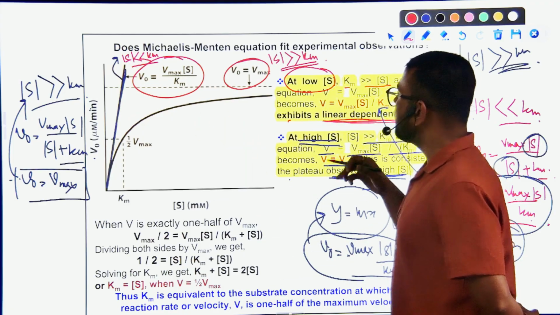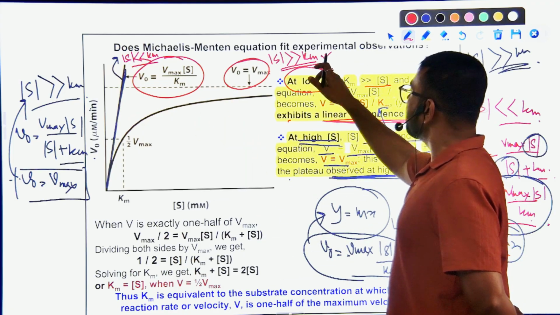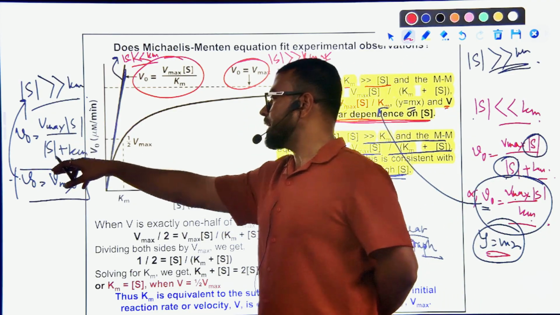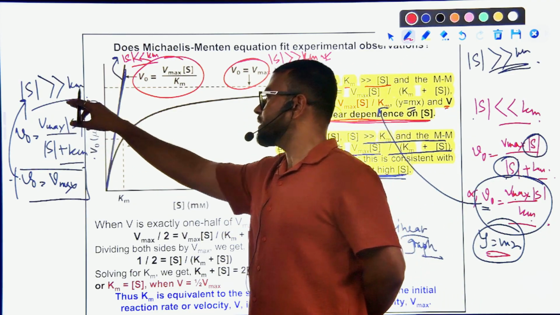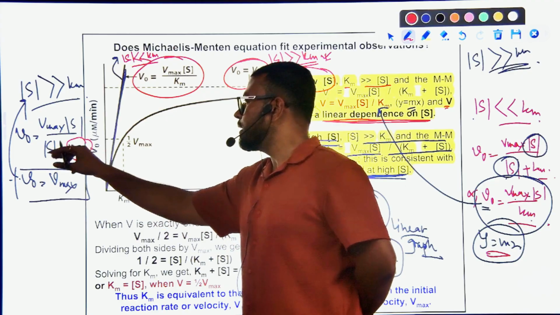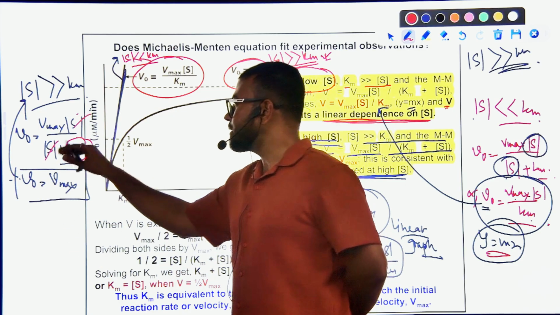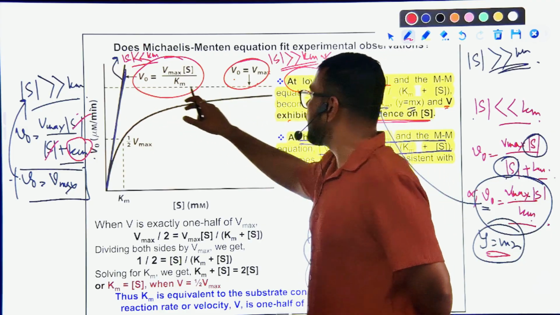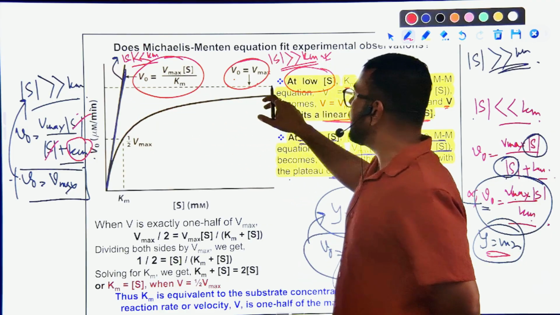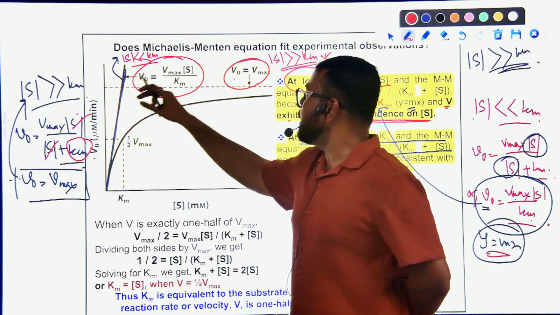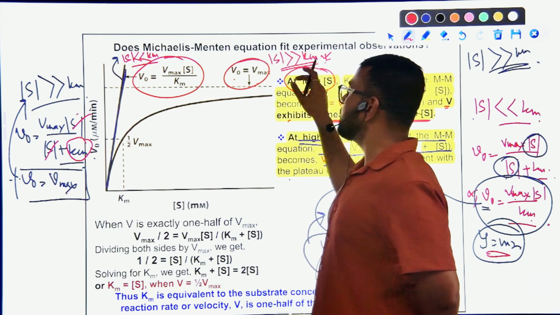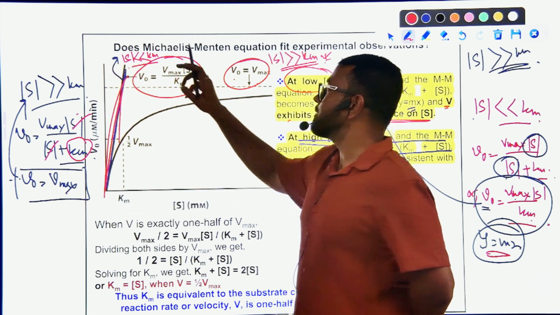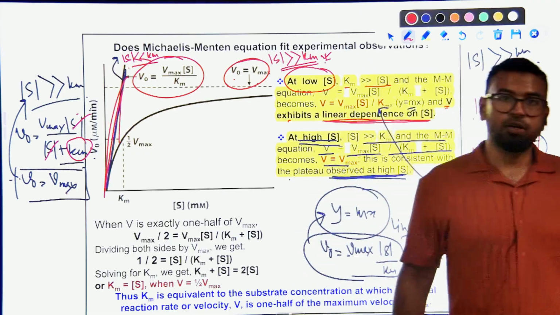But whenever S is much greater than Km, then what is happening? V equals Vmax into substrate by S plus Km, where S is much greater than Km, therefore Km is negligible. So we are eliminating S and S. Therefore V equals Vmax. When V equals Vmax, this should be the graph. So this is the ultimate form when S is much greater than Km, and this is the ultimate form when S is much less than Km. I hope it's clear now.